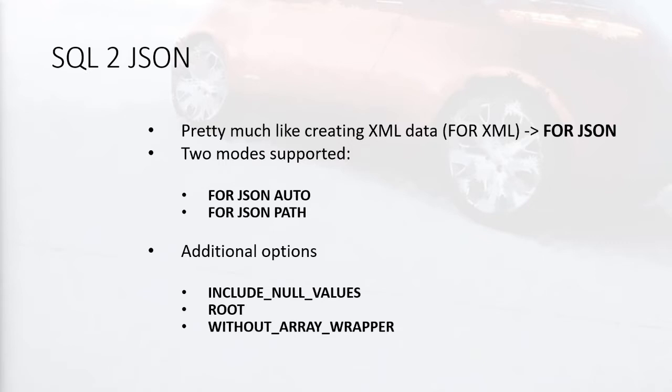The second option is ROOT, and it is similar to the FOR XML root option, so you can use it to add a single top-level element to the JSON output. And the third and last option is WITHOUT_ARRAY_WRAPPER. With WITHOUT_ARRAY_WRAPPER, we can format the result as a single object. I will show this in an example.